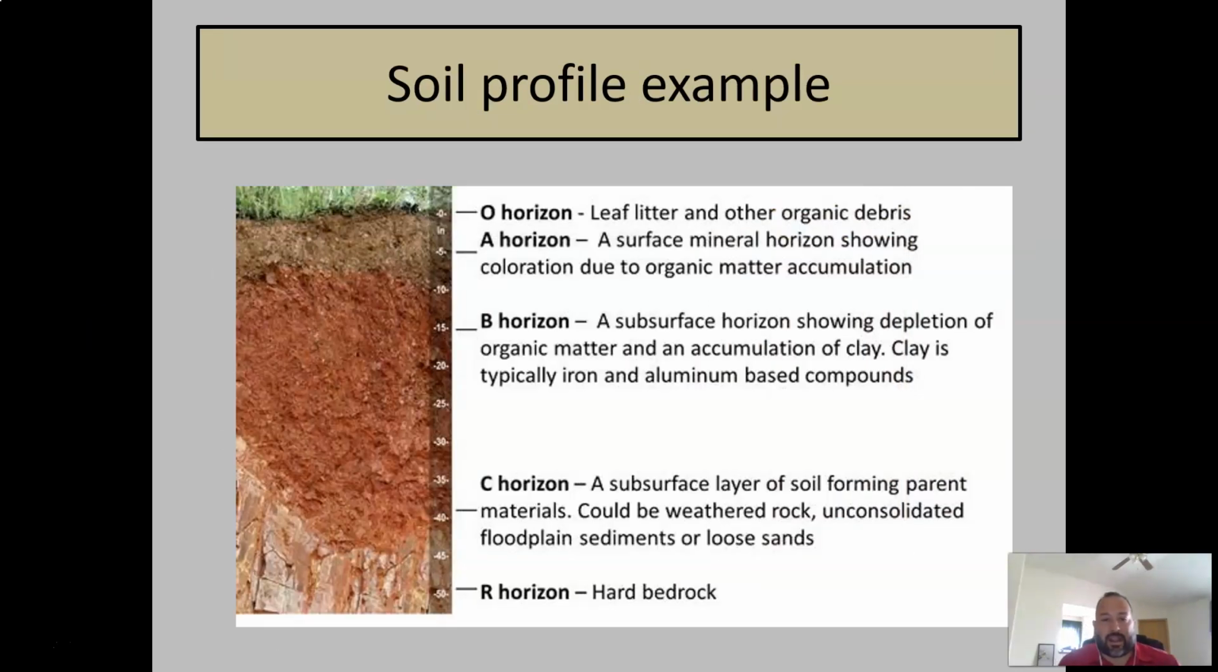So like I said, in a grassland soil, this OABCR is going to be our typical idea. We've got our leaf litter, organic material on top. We have our A horizon, our topsoil, which has a darker color because it has higher organic matter. We've got our B horizon, which is our subsoil. Eventually we'll get to our C horizon, which is our weathered bedrock or parent material. And then we're going to hit an R horizon, which is just the hard bedrock, the rock that everything formed from.